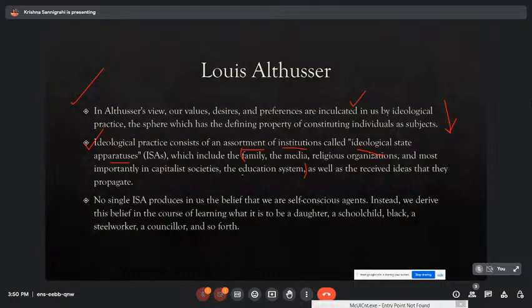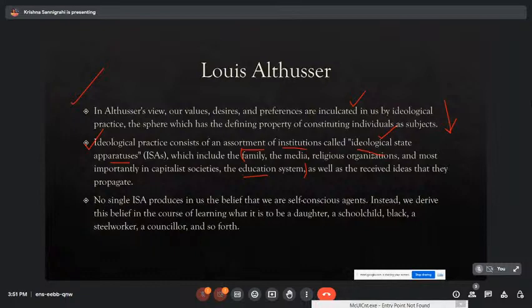Why is the education system important? Because we are saying that ideology is talking about the ideals, it is talking about the beliefs which are circulated in and around us, and the education system is the system which exists in our society with the idea of what? Spreading knowledge, with the concept of spreading ideas.